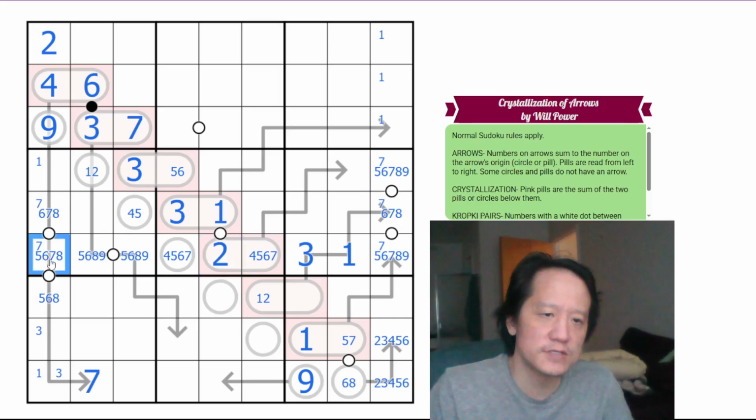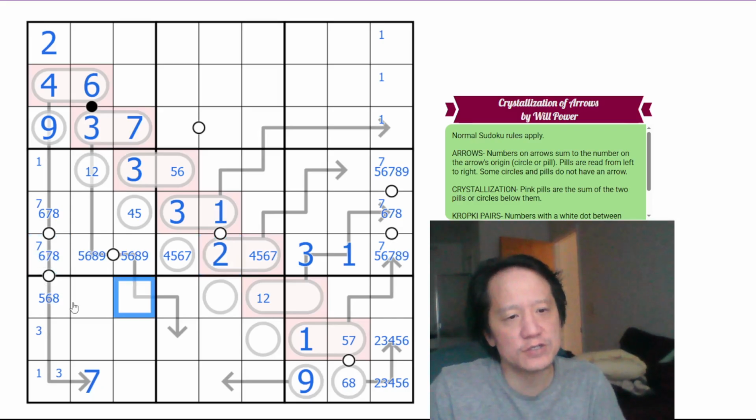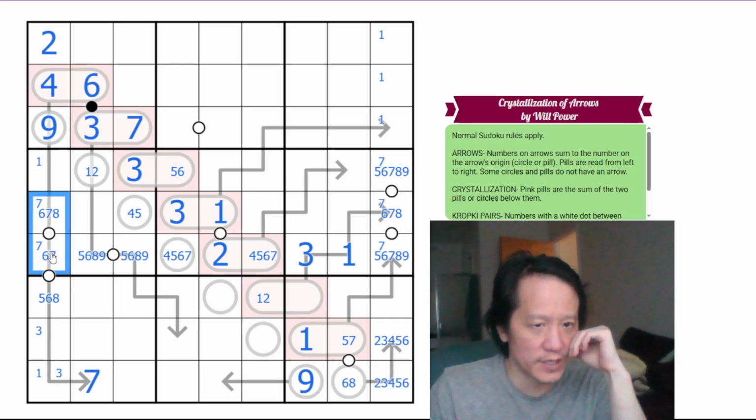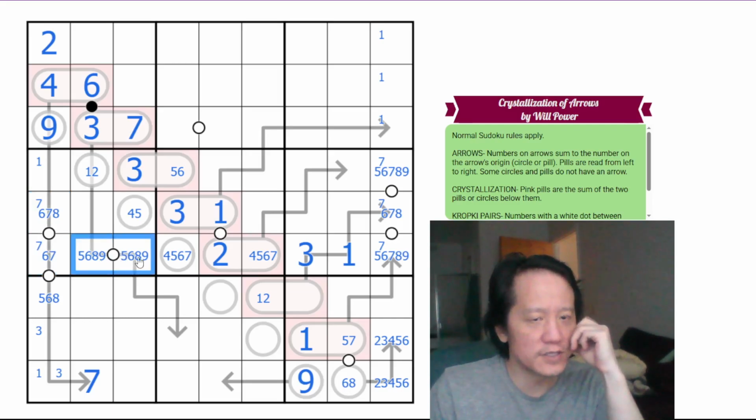So if this can never be 5, that's the middle digit. So it could be 5, 6, 7, 6, 7, 8. This can never be 8. So 5, 6, 7, 6, 7, 8, or 8, 7, 6 are possibilities. So 5, 6, 7, 6, 7, 8, 8, 7, 6. So this has to be 7 with 6 or 8. This is either 5, 6, or 8, 9.